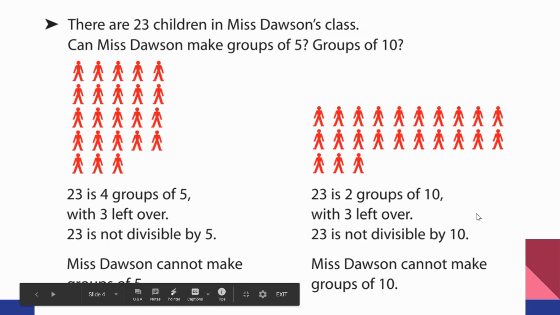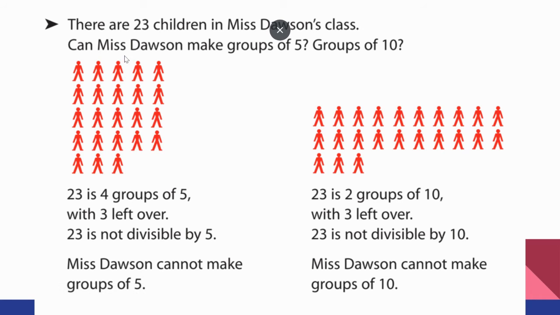All right. So there are 23 children in Miss Dawson's class. Can Miss Dawson make groups of 5, groups of 10? Is 23 even or odd? We want to think about that first. It ends in 3. 3 is an odd number. So just off the top of our head, we know that when we skip count by 5, 5, 10, 15, 20, the numbers only end in 0 or 5. Does 23 end in 0 or 5? No, it is not divisible by 5. And we could also put this in an array and see that we don't have enough to make equal groups, so it is also not divisible.